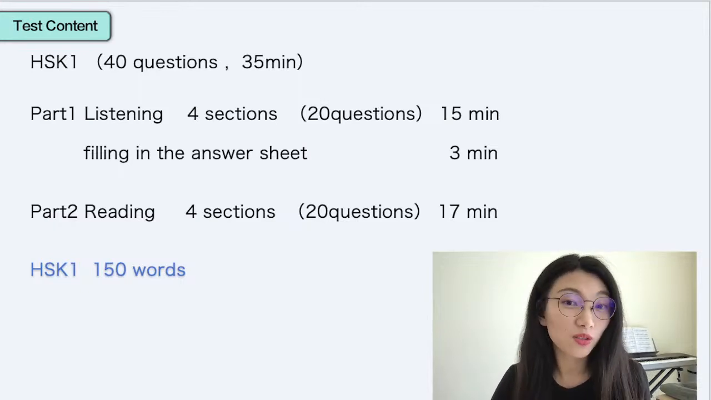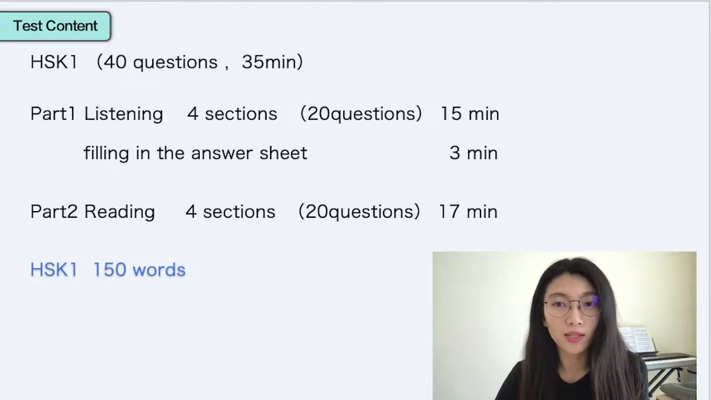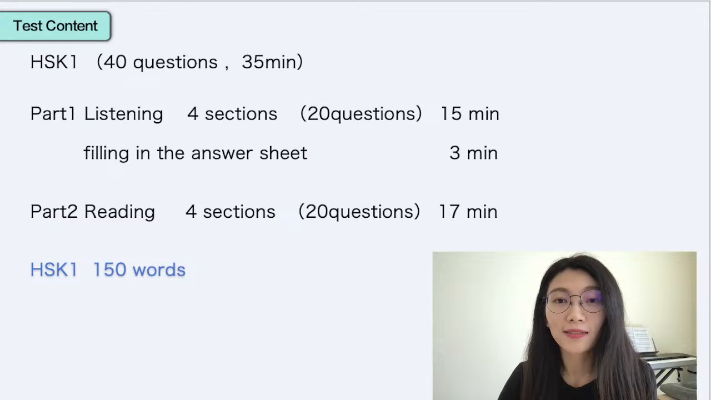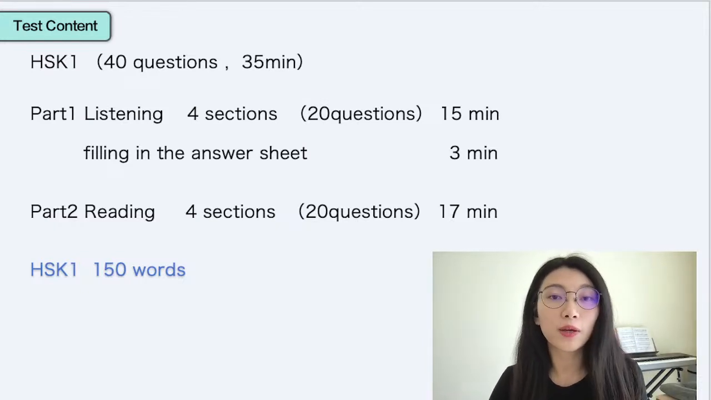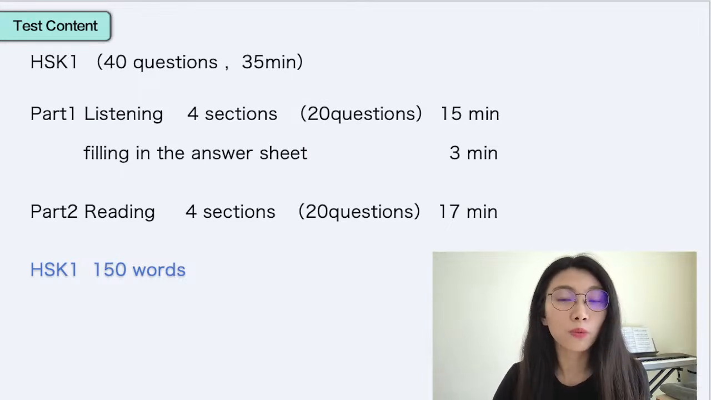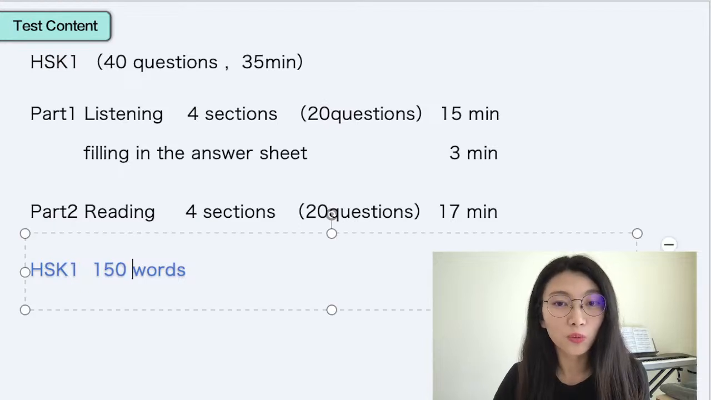And the second part is the reading part. It has 4 sections and 20 questions. It's around 17 minutes in total. And if you want to attend the HSK1 exam, you need to grasp at least 150 vocabulary words. So you need to study these words and then take the exam.